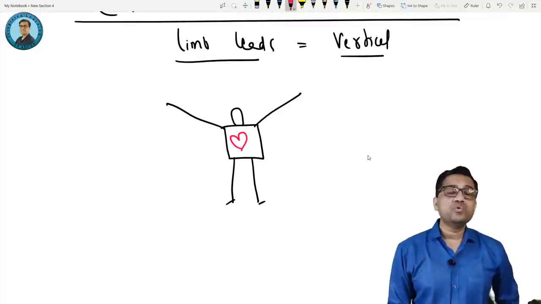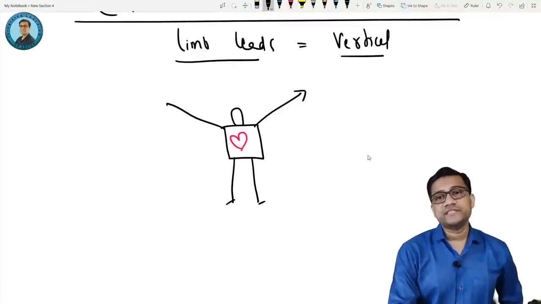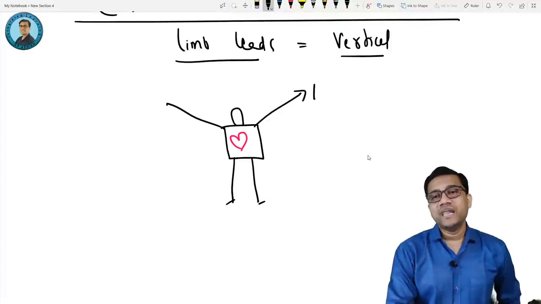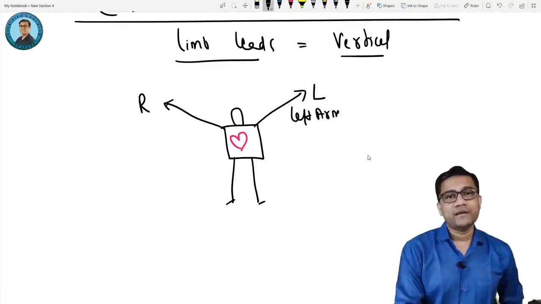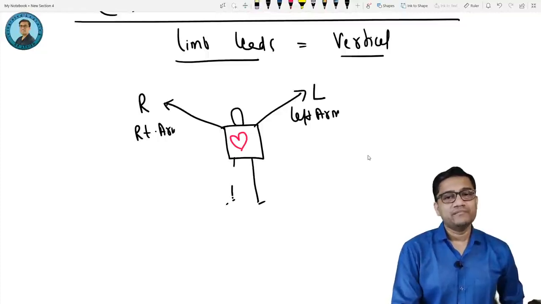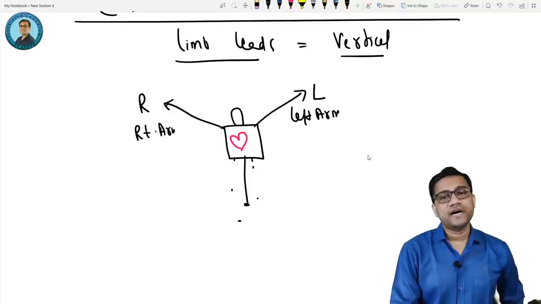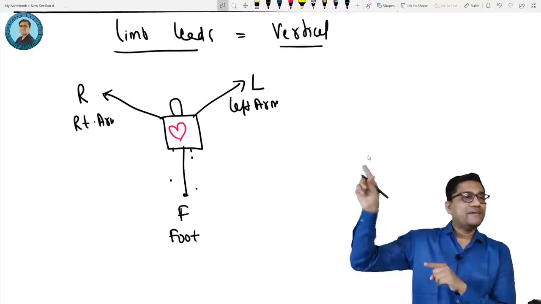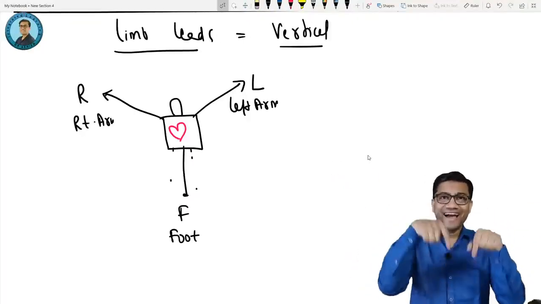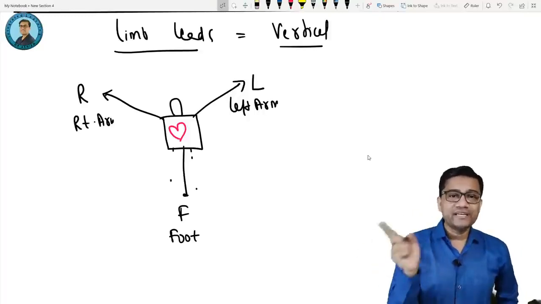Heart, okay. So now the question is, if this is the arm, which arm is it? This is the left arm. This is the right arm, R. And these two I can combine and make a single one. That is F. F is the foot, basically the left foot. So what are the three leads here? They are the left side, right side, and the inferior one. So right, left, inferior.